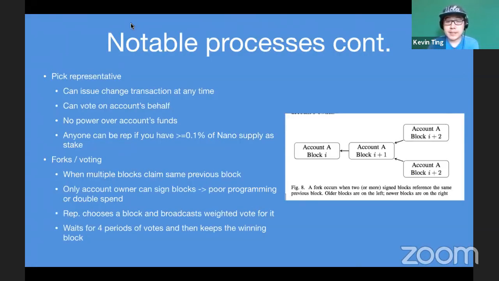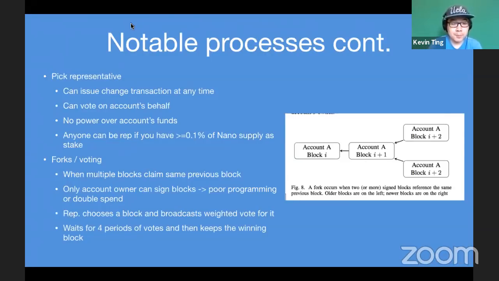Anyone can be a representative, but you have to have over 0.1% of Nano's supply as a voting stake delegated or assigned to you by other people choosing you as a representative. Now, why are representatives important? They are important when it comes to forks or voting in the Nano system.